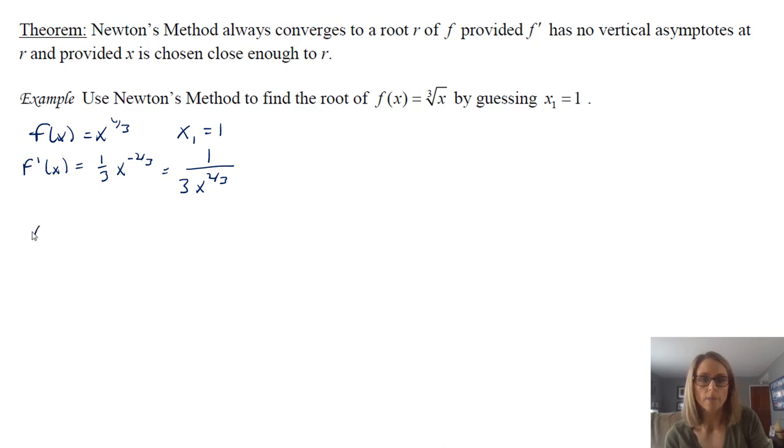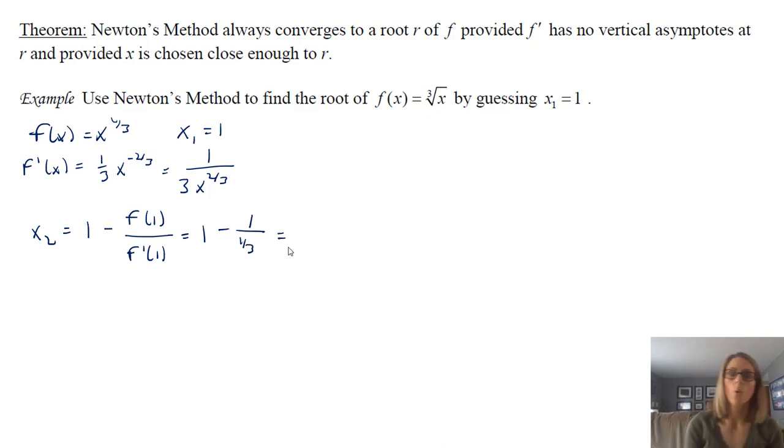So x sub 2 is going to be x sub 1 minus f of 1 divided by f prime of 1. And f of 1 gives us 1. F prime of 1 is going to give us 1/3. So we actually get 1 minus 3. So 1 divided by 1/3 is 3. So 1 minus 3 is -2.